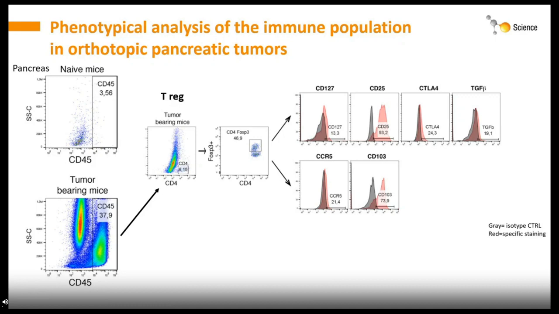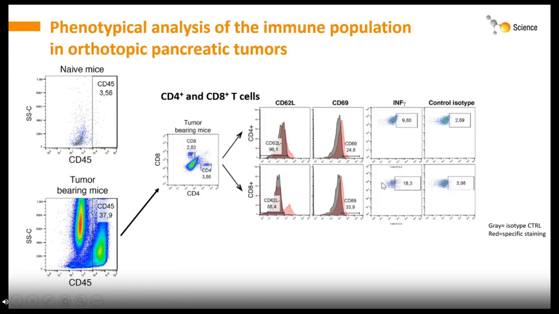We also studied the expression of the integrin alpha E, CD103, because this integrin has been reported to be a hallmark of tumor infiltrating Tregs in mouse colon cancer. These CD103 positive Tregs were described as potent suppressors of an anti-tumor immune response in colon cancer. And in our model, we show that more than 70% of these Tregs express this molecule.